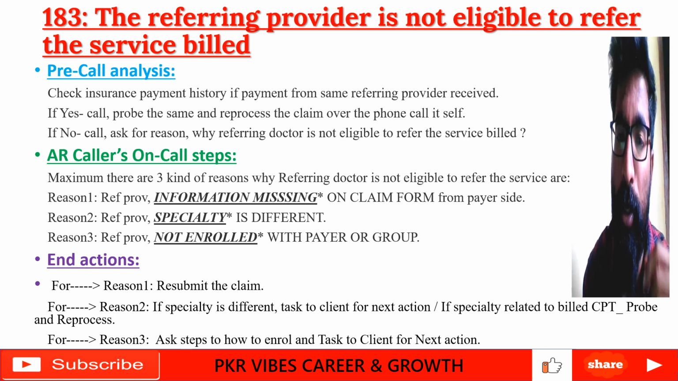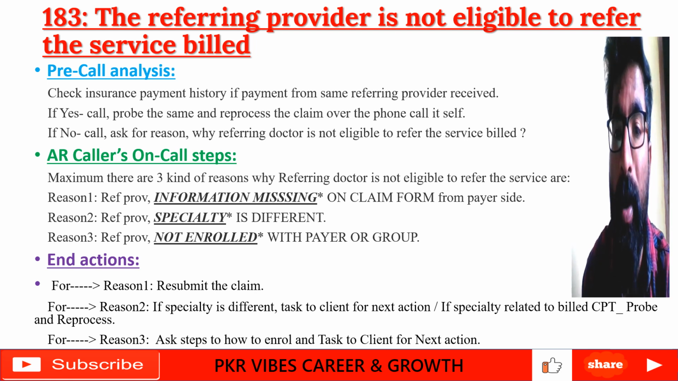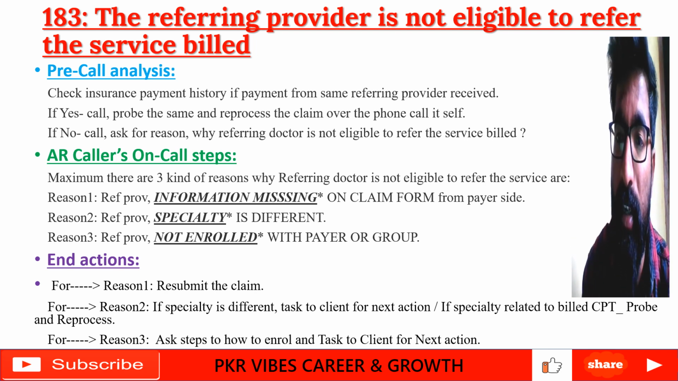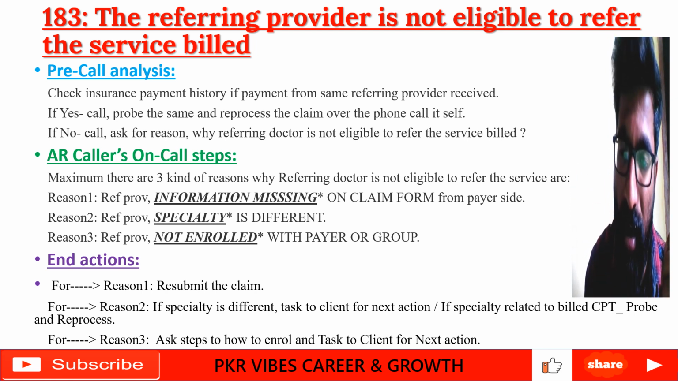For example, you are billing radiology services. In your taxonomy, in the middle, you can see the letter R as in Romeo. So this R stands for radiology. If you are billing nephrology services to the payer, the payer will understand by seeing your taxonomy code; in your taxonomy, the middle letter should be N as in nephrology. So when the referring provider is not eligible because the specialty is different from whatever you billed, as an AR caller you have to do an analysis on the claim. Whatever the billed procedure code, CPT code, and billed diagnosis code, you have to check whether they are related to the taxonomy or not.